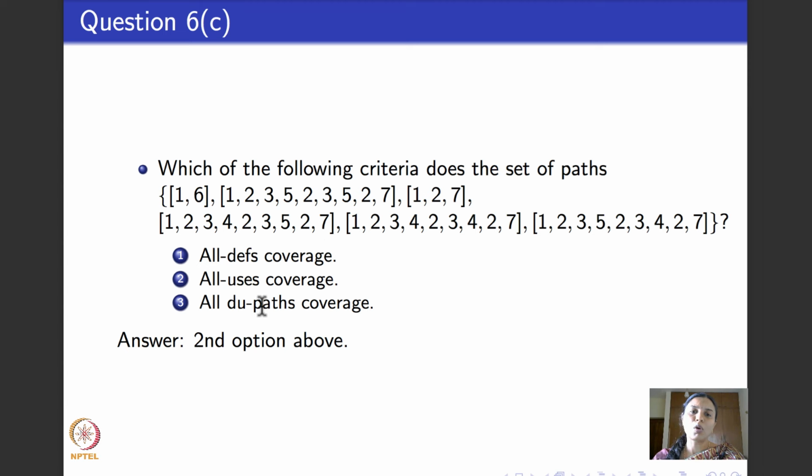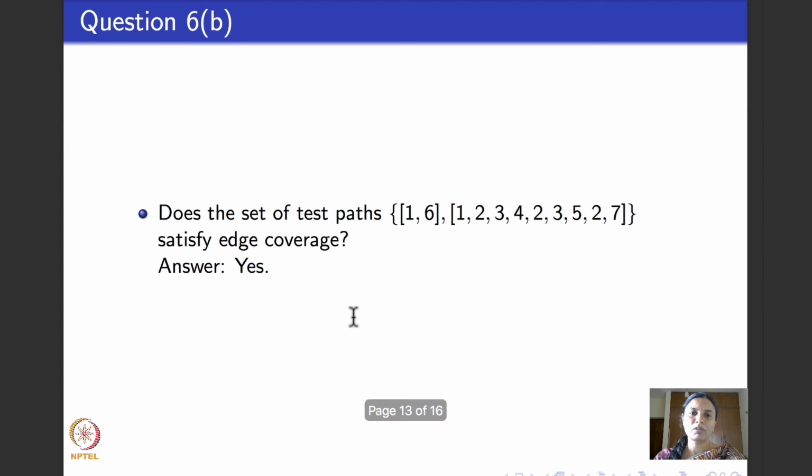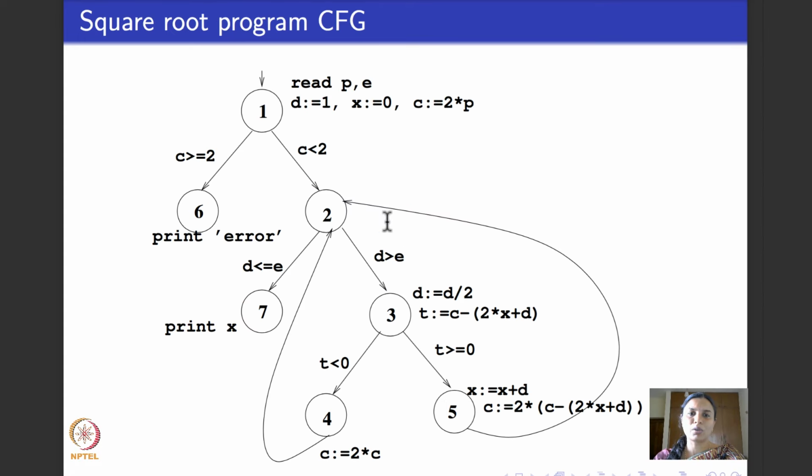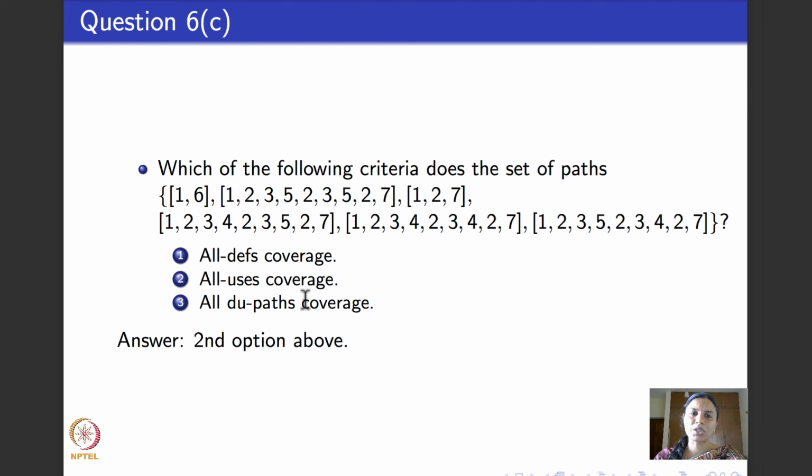It doesn't cover all DU paths. Can you tell me which is the DU path that it is going to leave out? It will be good to look at this control flow graph and help yourself by understanding which is the DU path that is left out, and why this set of test paths does not satisfy all DU paths coverage. Please do that as a small self-check for yourself. So the correct answer to this question would be all uses coverage.